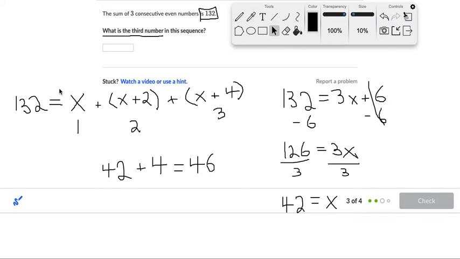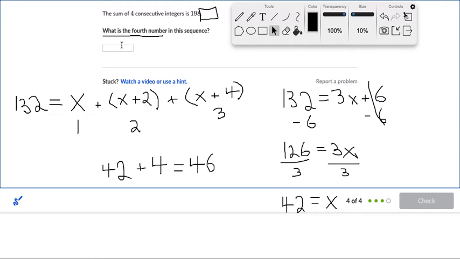And it should mean that 42 plus 44 plus 46 is equal to 132. And I'm going to just check that real quick. So 42 plus 44, that's 86, plus 46, that gets us 132. So our third number is 46.